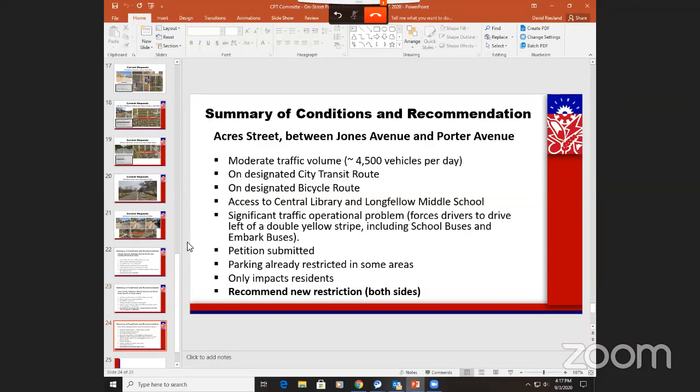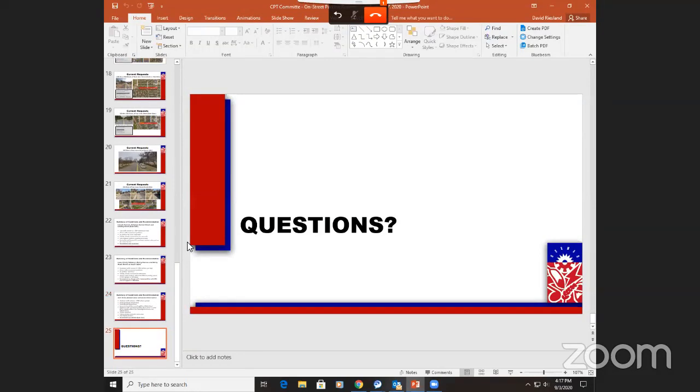And Acres between Jones and Porter, moderate traffic volumes in this area, a little over 4,500 vehicles per day. It is a designated city transit route, a designated bicycle route, provides access to the Central Library to the west and Longfellow Middle School to the east. There are significant traffic operational problems forcing drivers to drive left of a double yellow stripe, including school buses and Embark buses. Petitions were submitted. Again, not all had the 60% requirement, or we wouldn't be talking about this one now. Parking is already restricted in some areas. The impact would only be to the residents in the area. Staff would recommend restriction on both sides of Acres in the 100, 200, and 300 blocks. With that, we'll take questions.